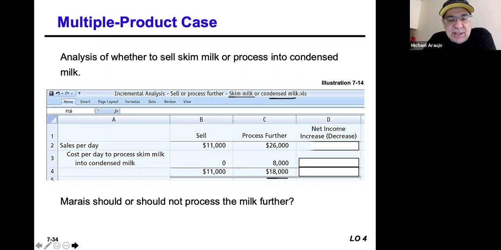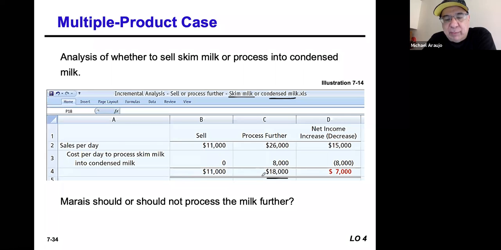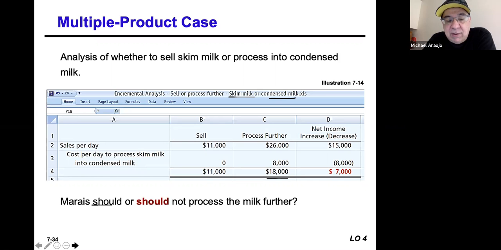And so in essence, in this case, you'd have an increase in revenue, an increase in cost that would be not so high, and an additional $7,000 profit from processing it further. And so in this particular case, they really need to process it further.